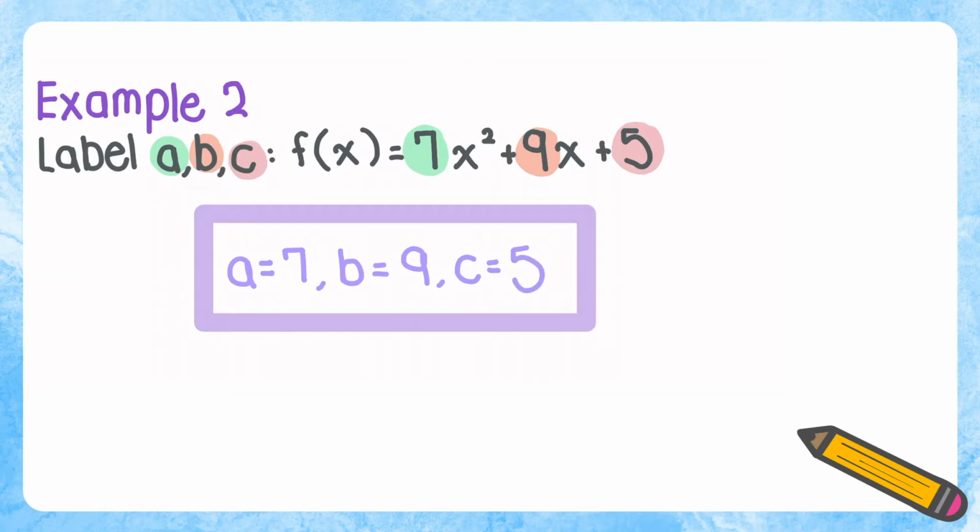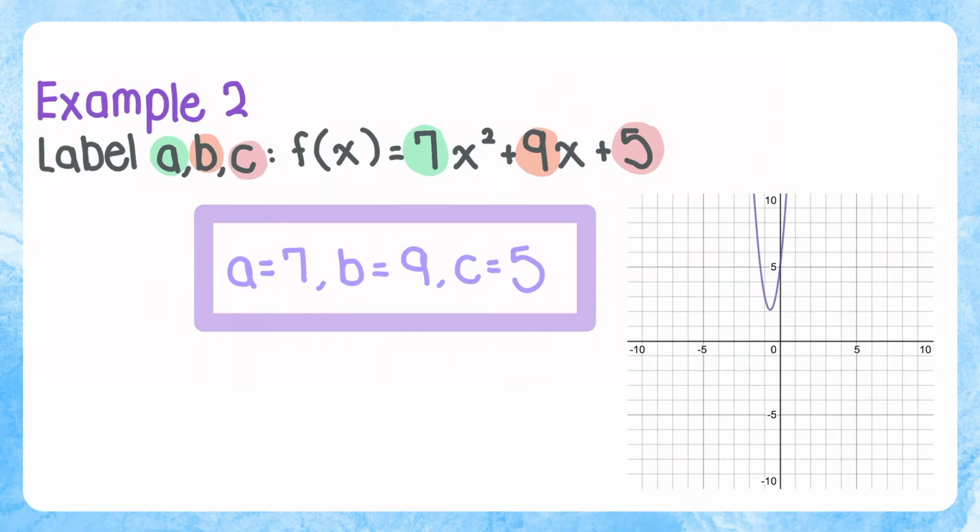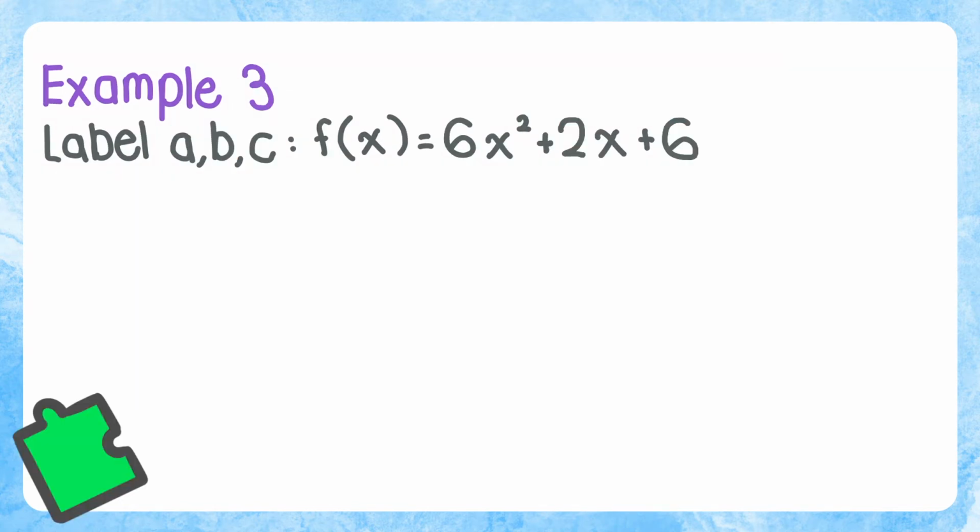A is the coefficient of the quadratic term, b is the coefficient of the linear term, and c is simply the constant. For this example, our graph looks something like this. Please try this example on Edpuzzle. Label a, b, and c when f of x equals 6x squared plus 2x plus 6.